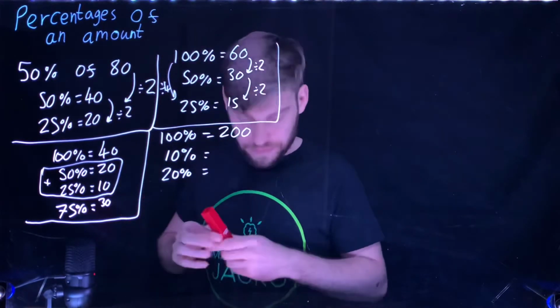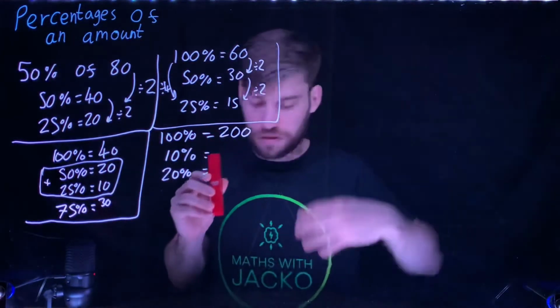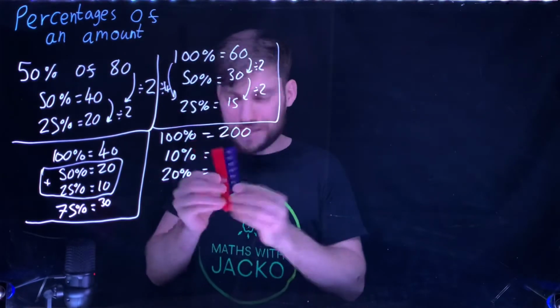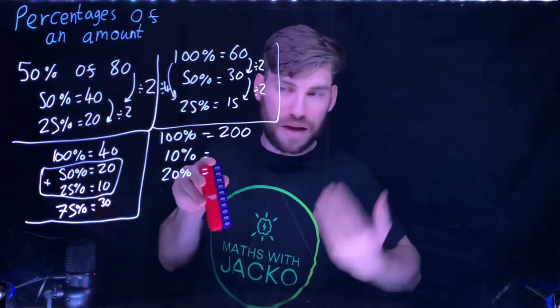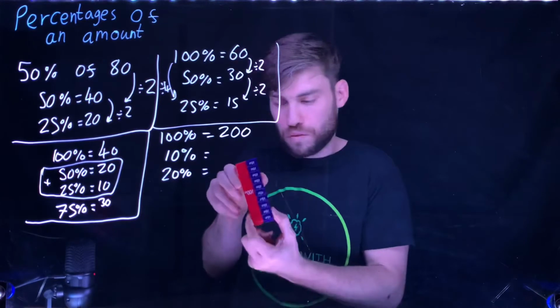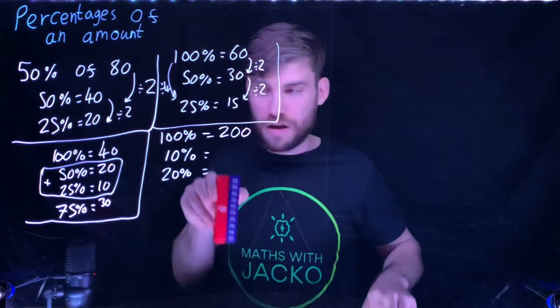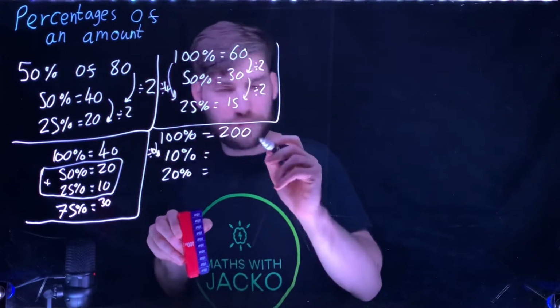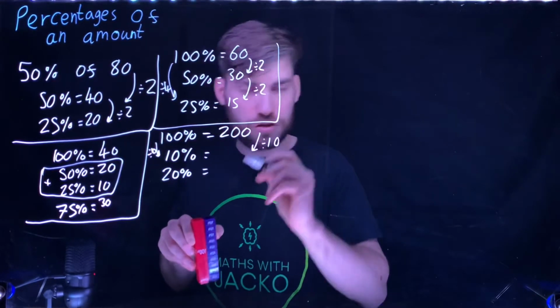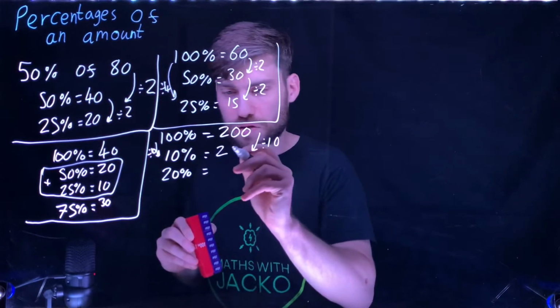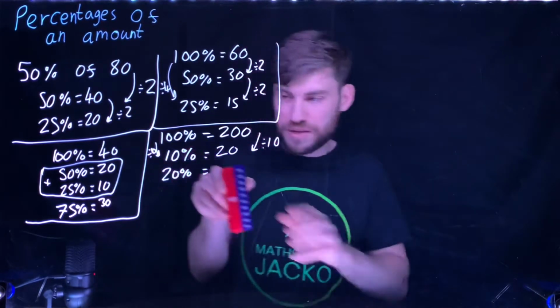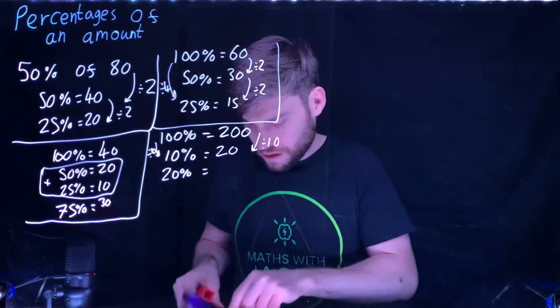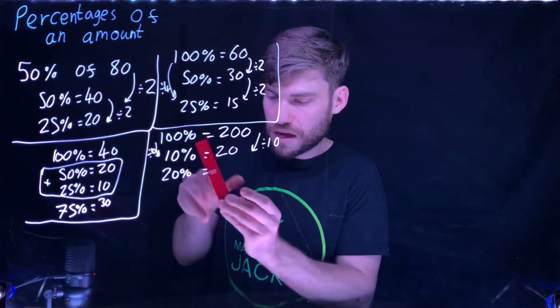We've got 100%. How many 10s are in 100? Yeah, how many 10s go into 100? Well, that's 10, because 100 divided by 10 is 10. 10 10%s make 100%. So to get 10%, we divide by 10. Yeah, we divide by 10. 200 divided by 10 is 20. So once you've got our 10%, that's 20.